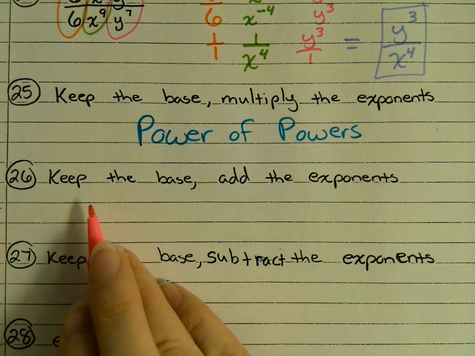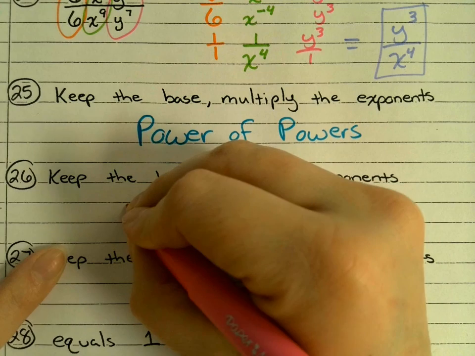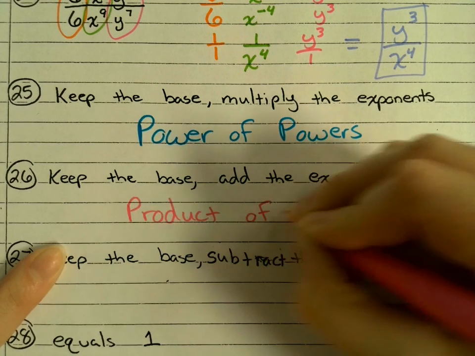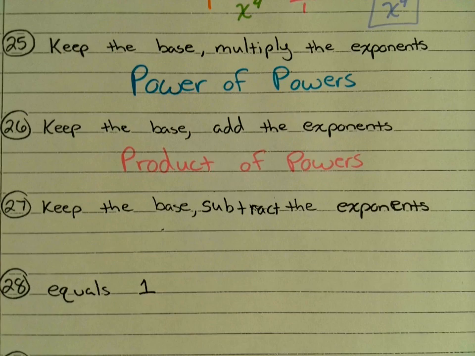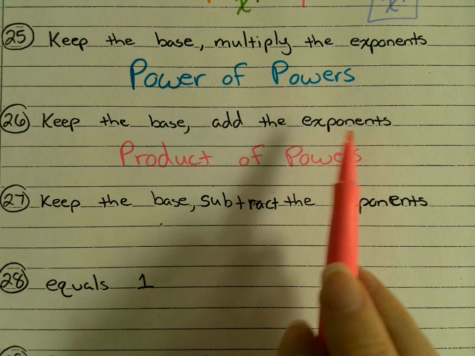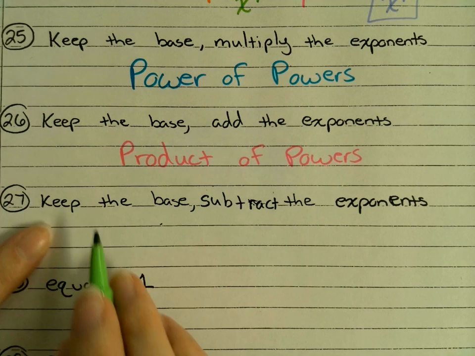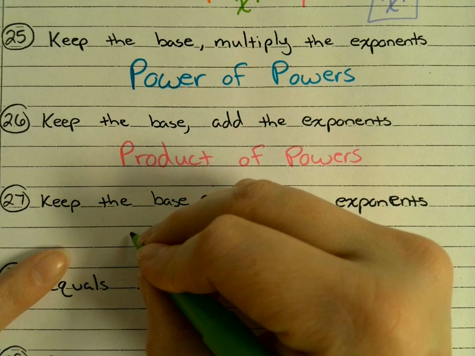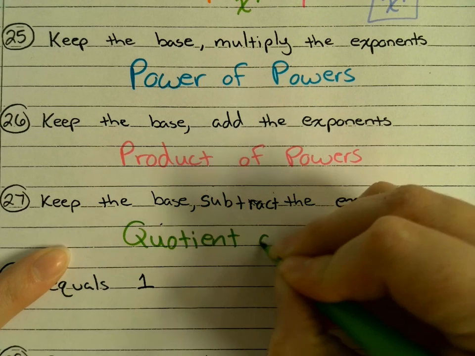All right, for problem number 26, keeping the base and adding the exponents. When you keep the base and add the exponents, that is the product of powers. Keep the base, add the exponents. Product of powers. For number 27, keeping the base and subtracting the exponents. That is called the quotient of powers.